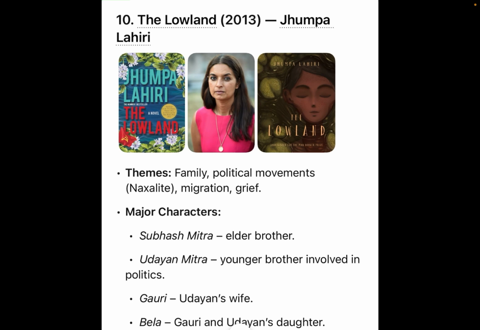We have Udayan Mitra, the younger brother. We have Gauri, Udayan's wife, and then we have Bela, who is Gauri's and Udayan's daughter, right? So through these characters you will be seeing the major themes which I have just spoken about now. It also explores the political movement, Naxalite, and of course the migration, right?